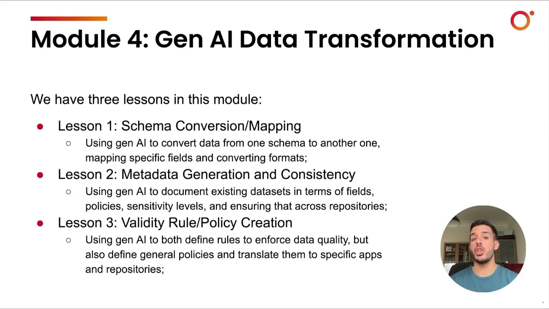For example, if we have a general data retention policy to keep data for 90 days maximum, how do we translate that to a specific web application that we may have, to a specific mobile application, a specific database, and so on, taking the theoretical and making it practical? So as you see, this module is going to be all about data transformation, how to use GenAI to help you take one dataset from a specific format to a target format.